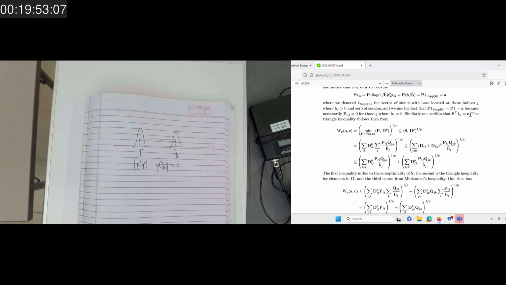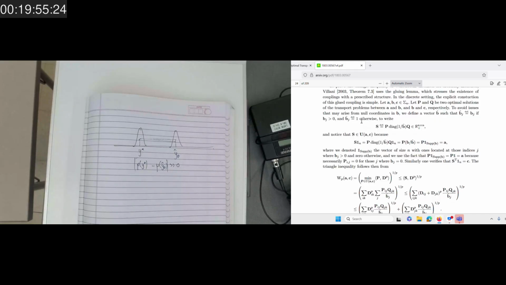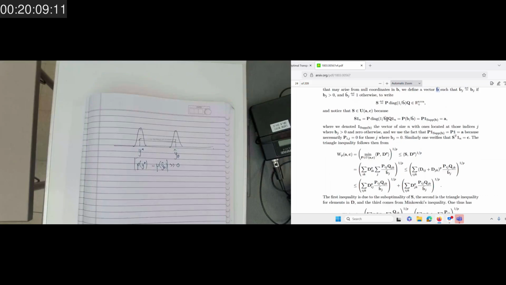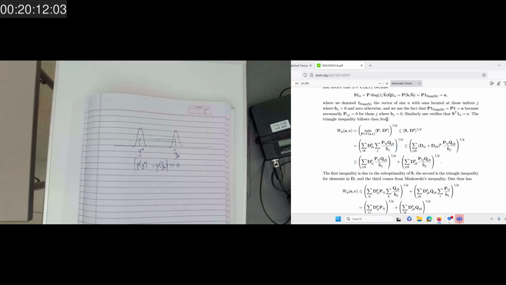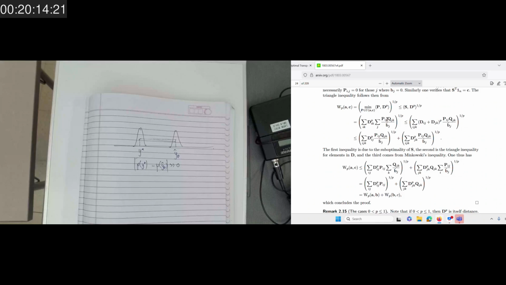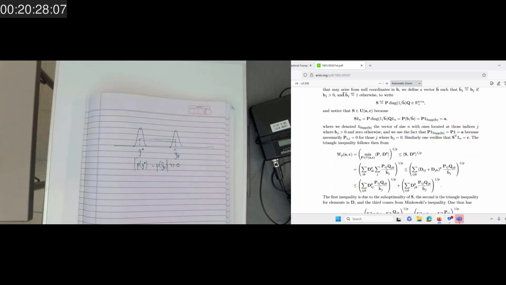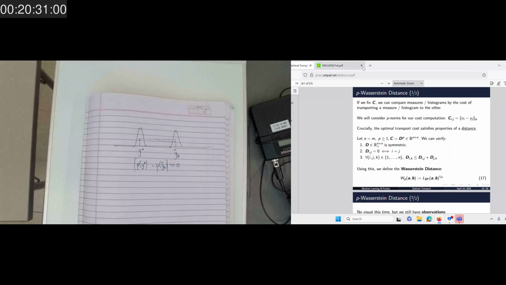The triangle inequality follows then from this. P and Q are two optimal solutions of the transport problem between A and B, and then B and C. Then you define a vector B such that if B is greater than 0, then this is 1. I mean, it makes sense intuitively. All you're saying is that taking two paths has to be greater than or equal to taking the straight path. But if you want a more rigorous way of discussing that, I guess this is the proof. It's just linear algebra, it requires some setup. That makes sense.